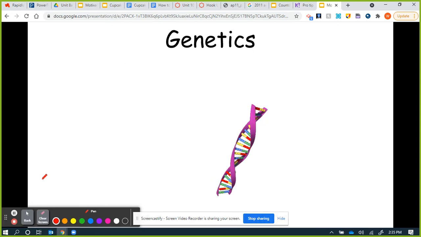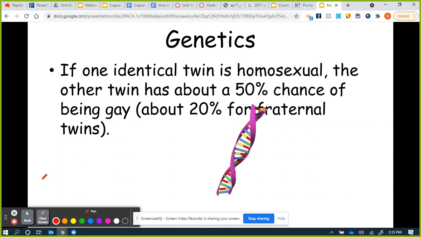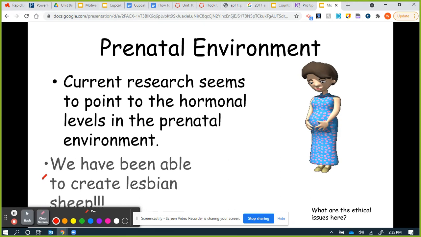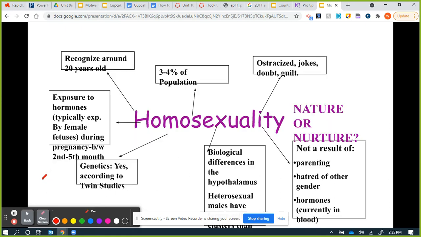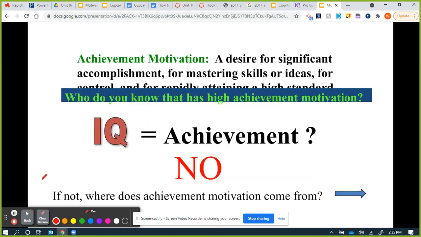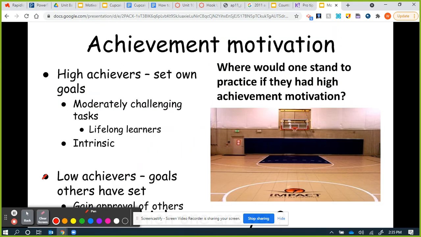Hypothalamus plays a big role in sexuality. Genetics, prenatal environment, being exposed to different hormones or chemicals in utero. Not going to worry about all that.